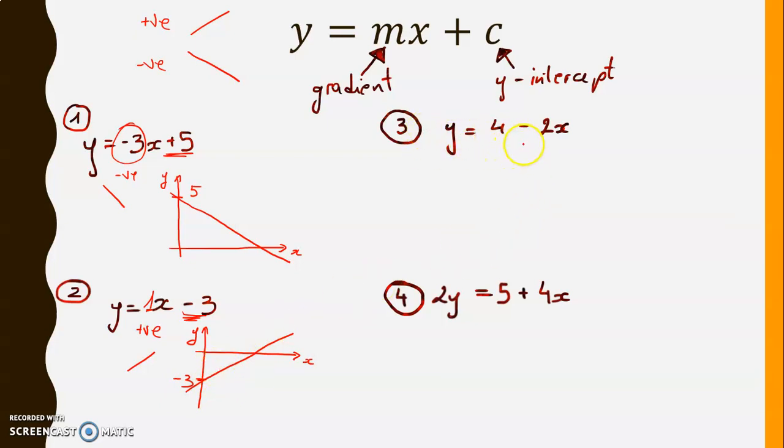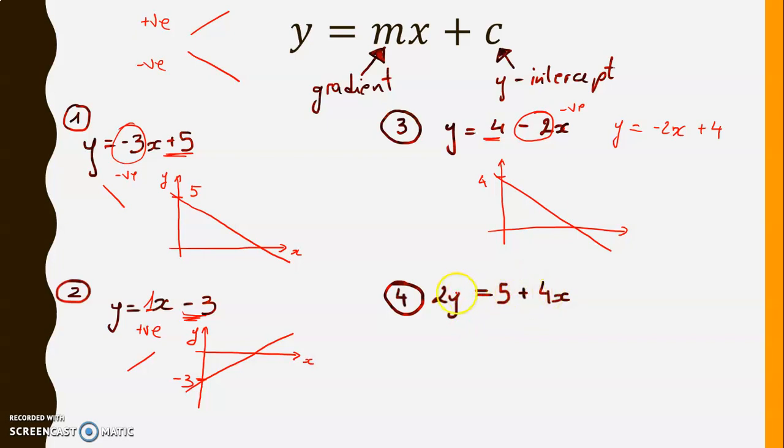Now the third example, y equals 4 minus 2x. You might think at first that this looks a bit weird. It's just written the other way around. We are used to seeing it as y equals mx plus c, but these two things are the same. -2 here is the gradient, negative, so the line will be going downwards, and it will be crossing the y-axis at +4. So we draw our axis, +4, we can put that there, and the graph is going downwards.